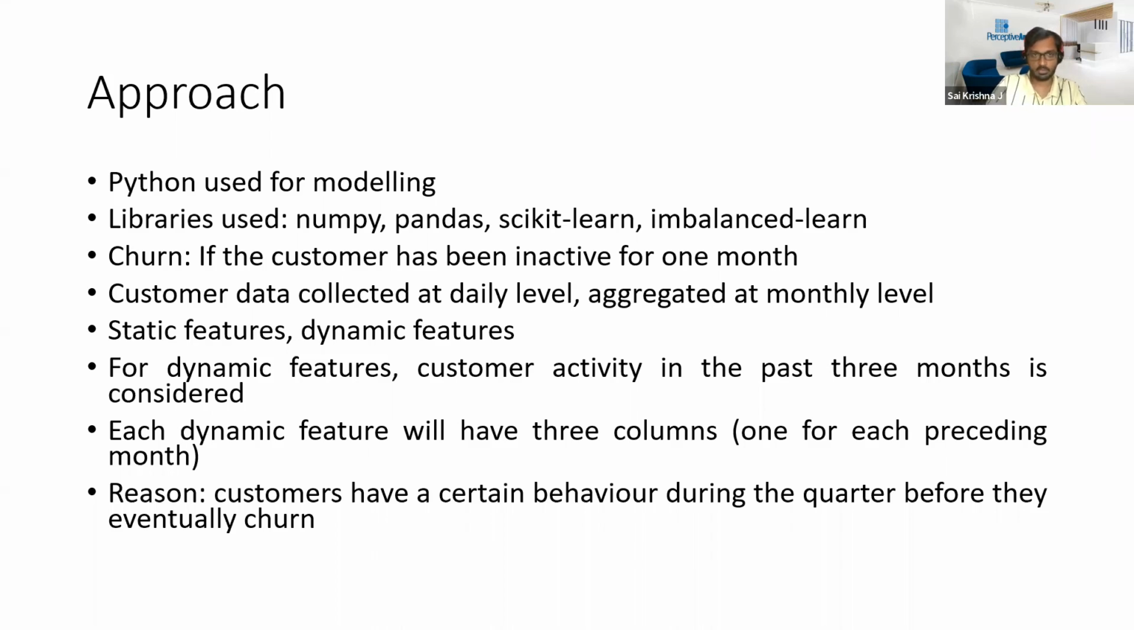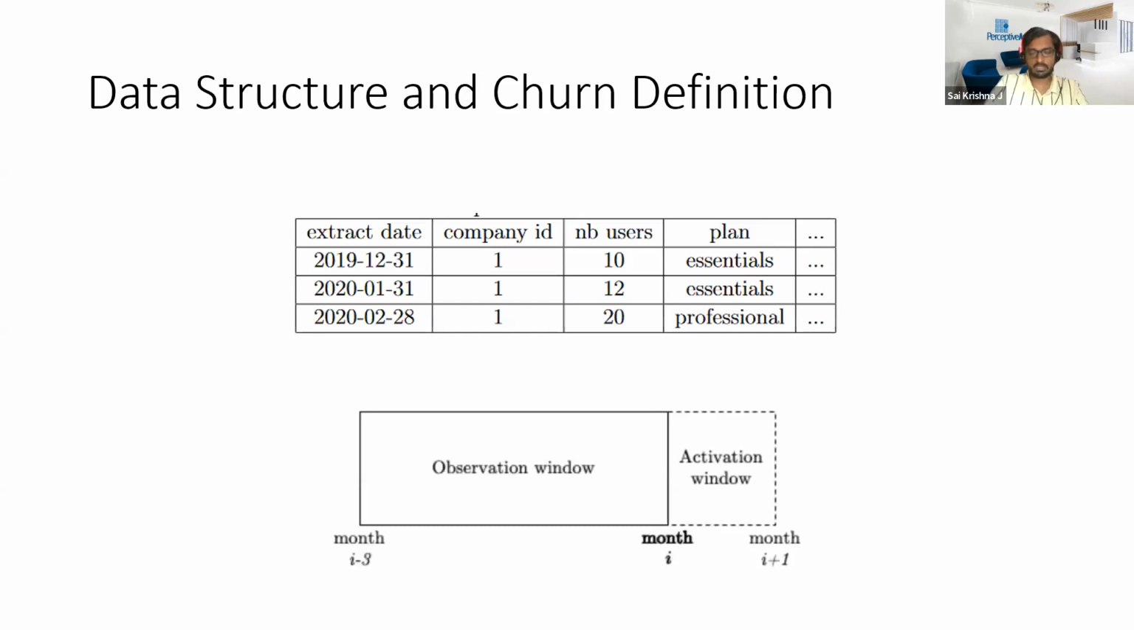All right, let me move on. So just a small representation of what the data looks like. I told you they extracted the data and aggregated it at a monthly level, right? So they have a column that says extract date, which represents for what particular month the data contains. So if they have extracted on 31st of December 2019, then the corresponding row represents the details for the month of December 2019. So similarly here it represents January 2020 and so on.